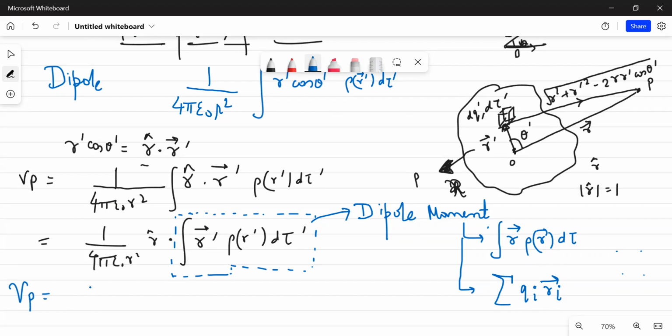More appropriately, now the potential due to dipole can be written as p vector dot r cap upon 4 pi epsilon naught. Is that clear? And you know that if r cap is the direction and p vector is the direction, at angle theta, this will become p cos theta upon 4 pi epsilon naught r square, which is the standard result which we have got also. Is that clear or not clear?